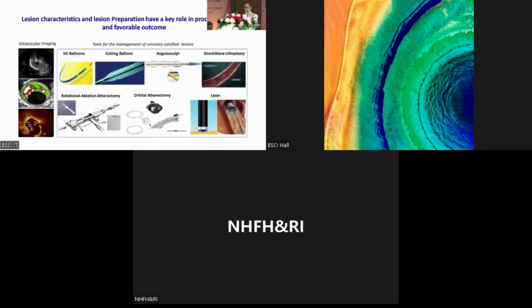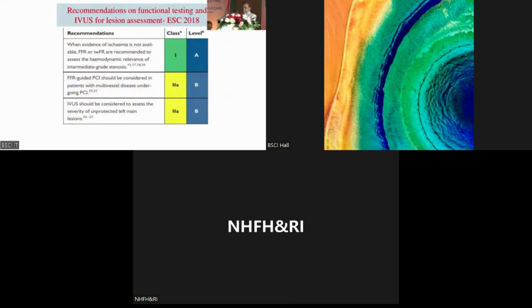And there are different strategies for lesion preparation. And recommendation on functional testing and IVUS for lesion assessment. Usually for bifurcation lesion, complex bifurcation lesion, intravascular ultrasound or OCT is essential, though it is a class 2A indication.